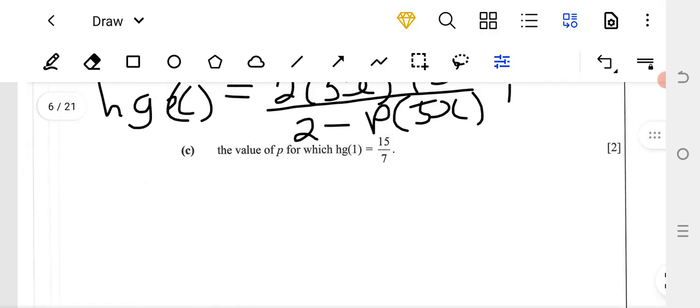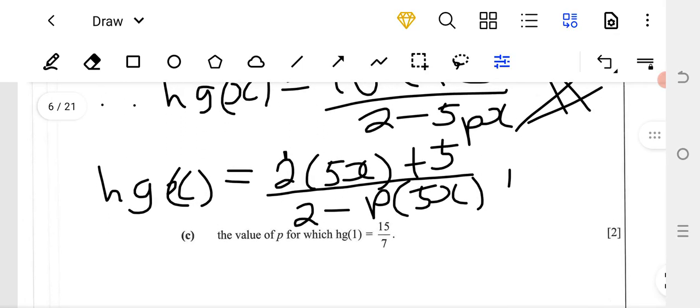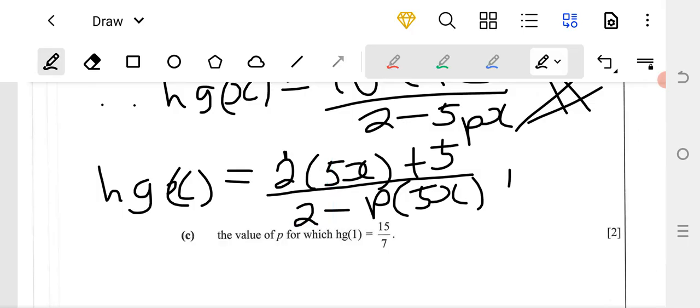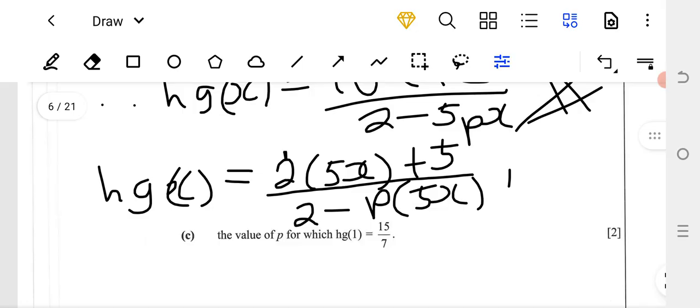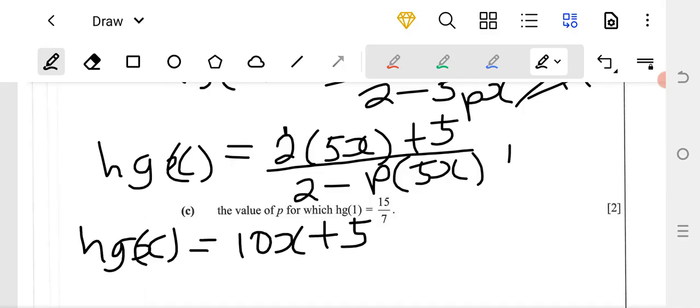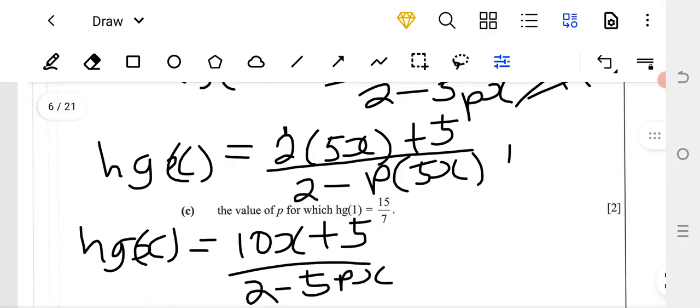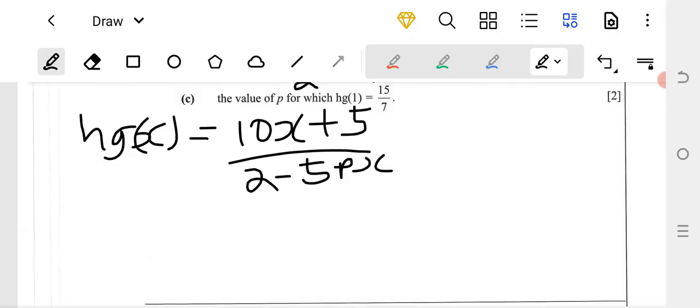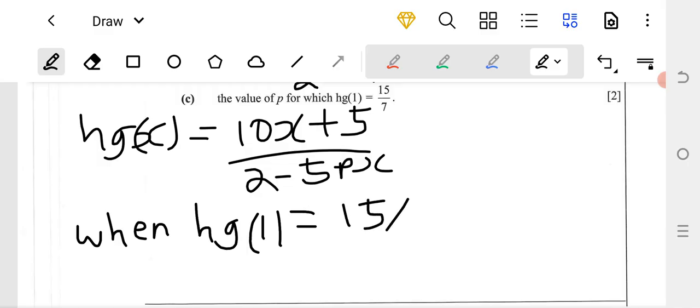Then they are saying find the value of p for which h of g of 1 is equal to 15 over 7. So before we even find h of g of 1, we need to write our h of g of x. H of g of x is equal to 10x plus 5, divided by 2 minus 5px. Then we'll say when h of g of 1 is equal to 15 over 7.